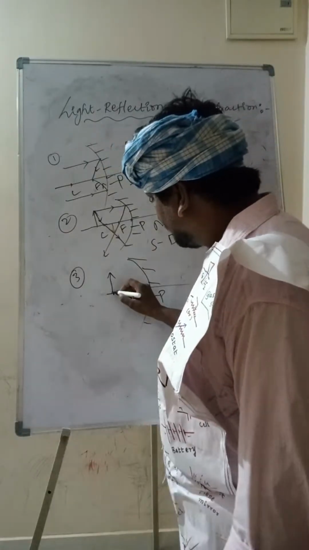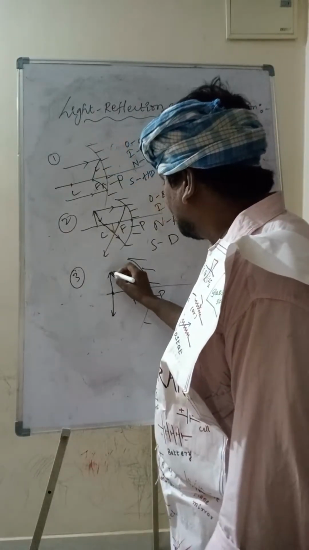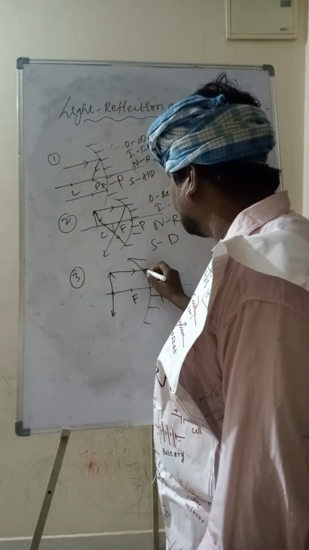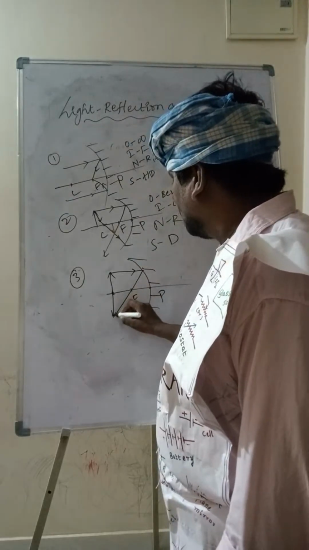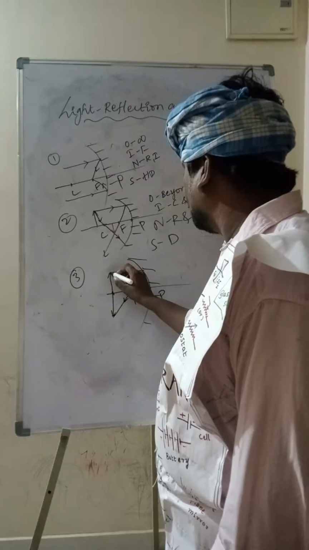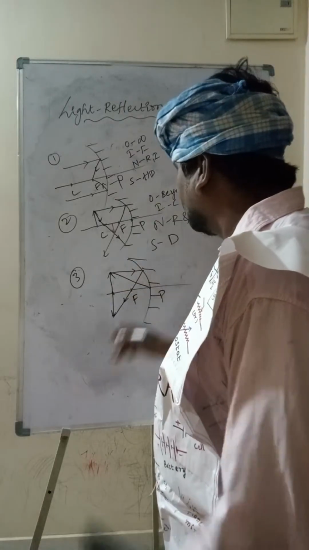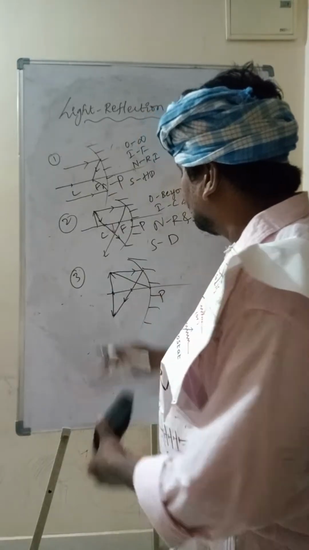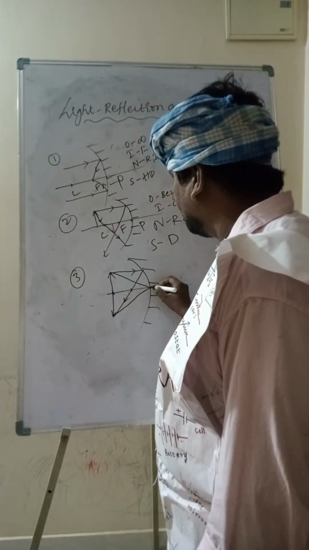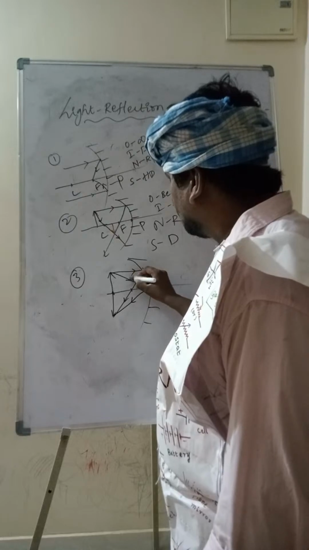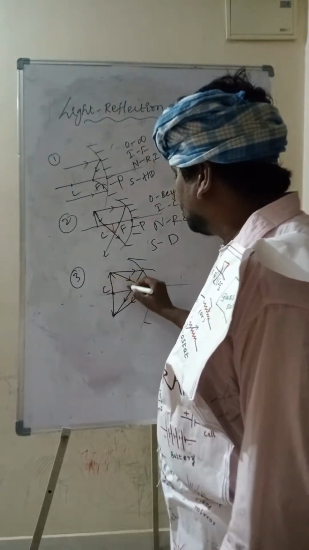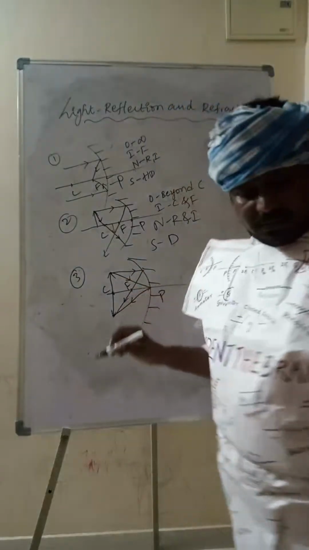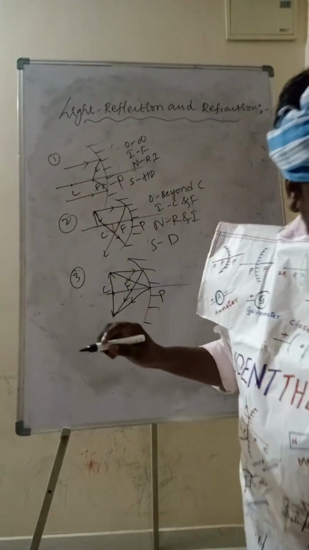Here I am taking one light ray like this. It passes through focus. Another light ray I am taking, so it is incident at the pole. So it reflects back. Then it will be incident here. So center of curvature and pole, focus, center of curvature and focus.